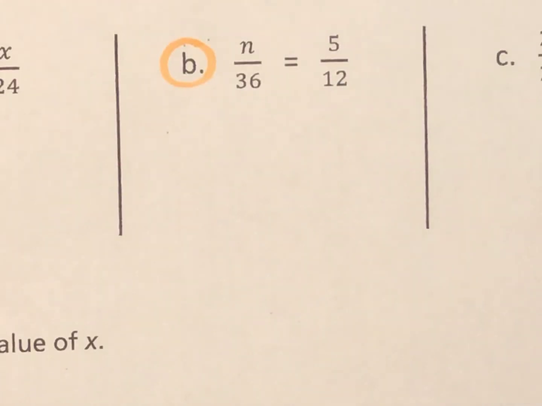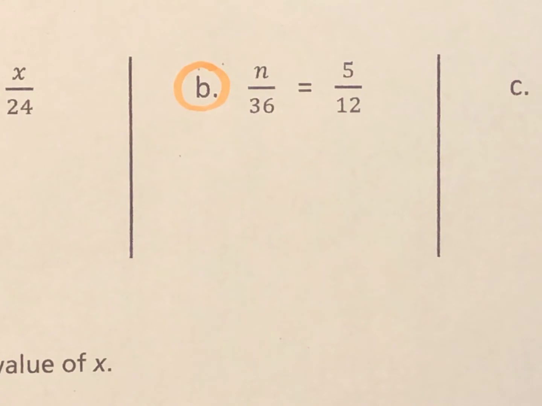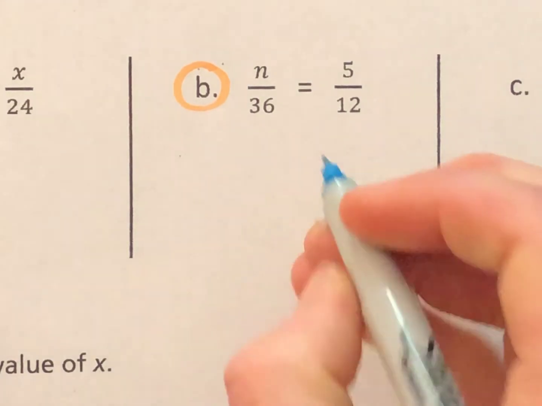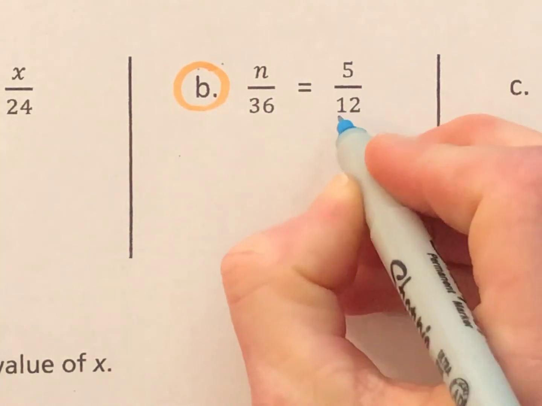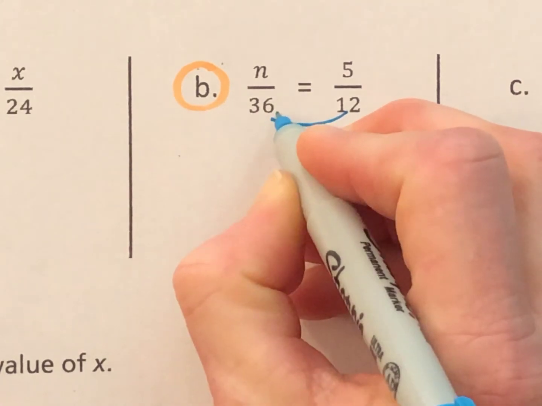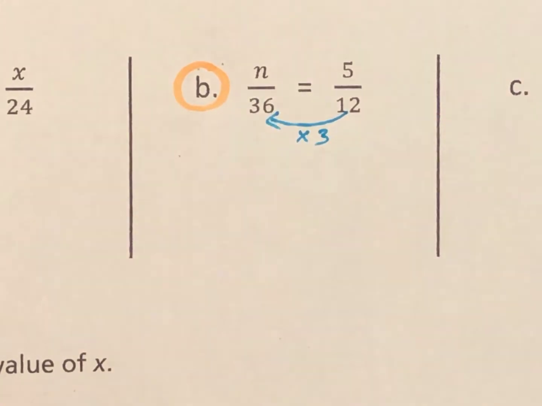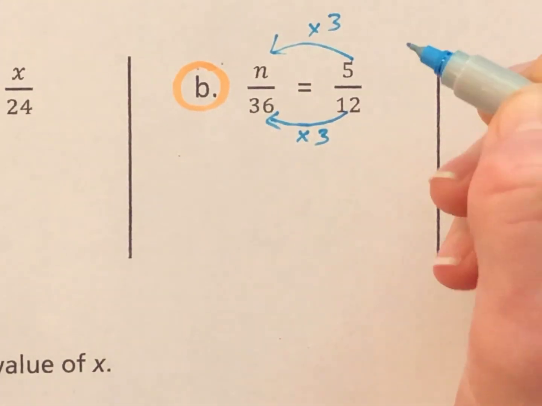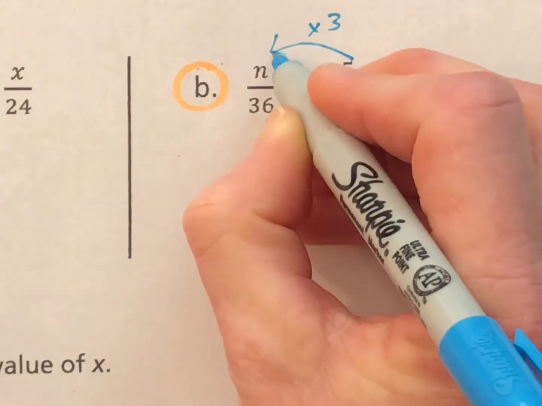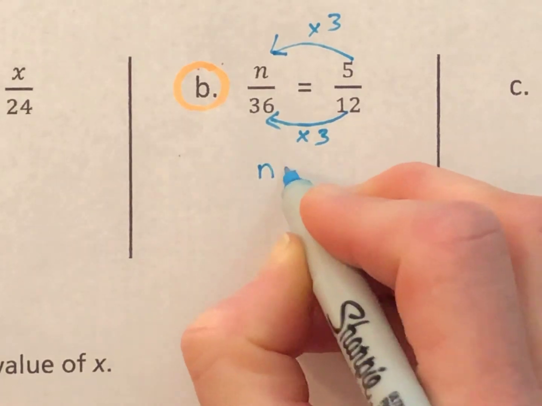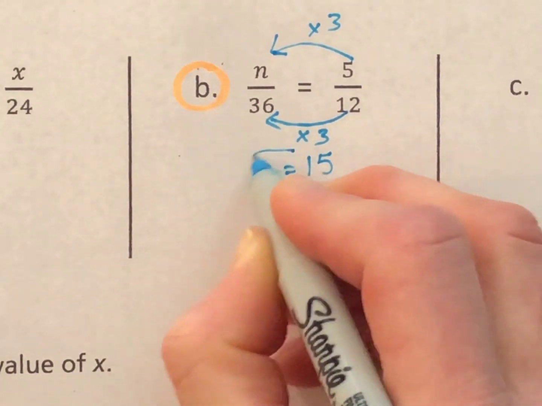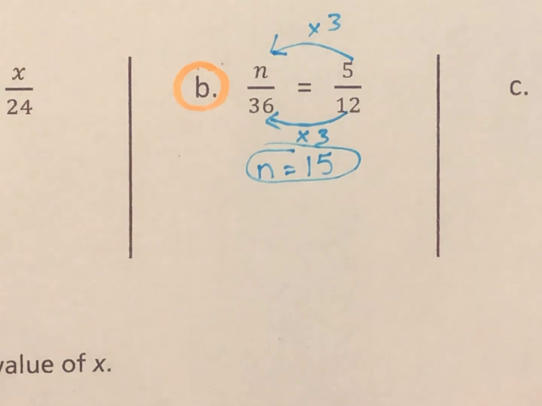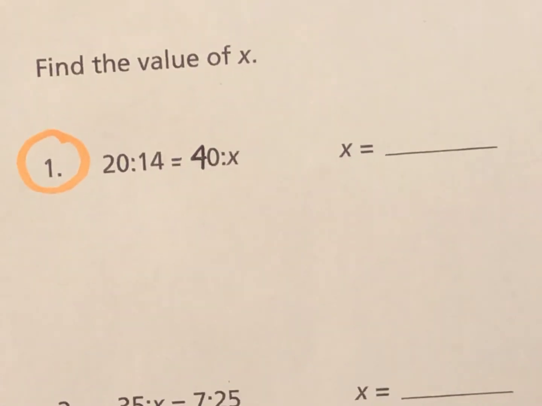I am going to do the equivalent fraction method. Let's see, I'm going to go this direction. So 12 times 3 is 36. So 5 times 3 is 15. So then I know n equals 15. That is my answer. So that's a super easy one. They're all equally simple, I think. So number 1.